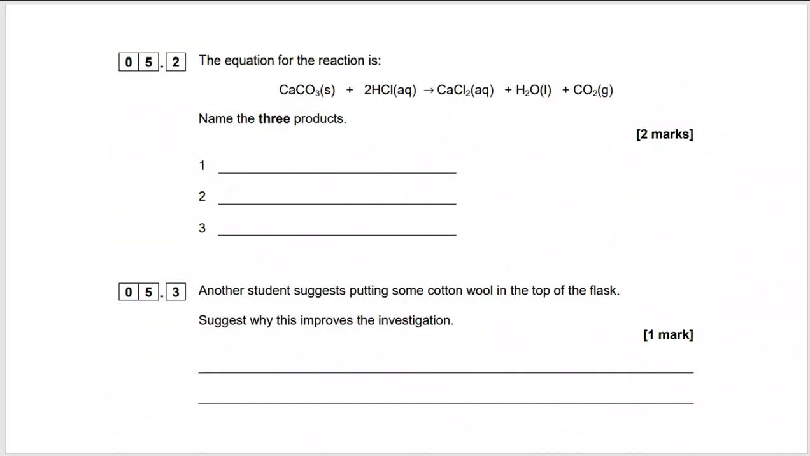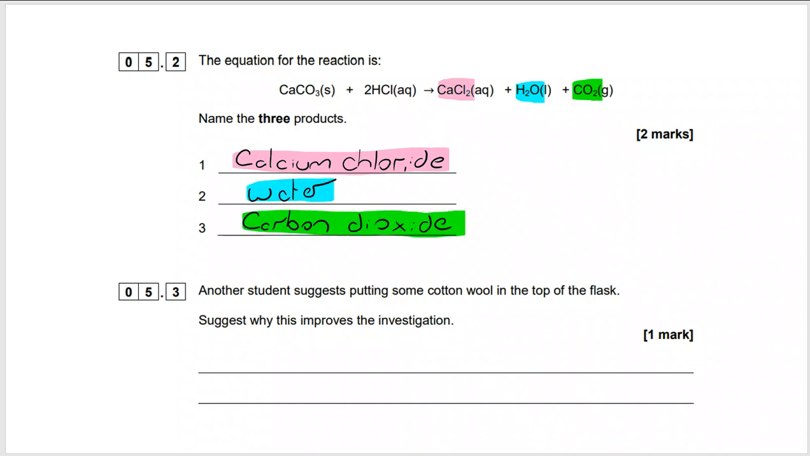5.2, the equation for the reaction is provided and we need to name the 3 compounds. Going to start with perhaps the most complicated one, and that is CaCl2. Now we know it's got calcium, we know it's got chlorine. Hopefully you're recognising metal and non-metal. It's ionic. We're making a salt. And the salt here is calcium chloride. H2O, water, CO2, carbon dioxide.